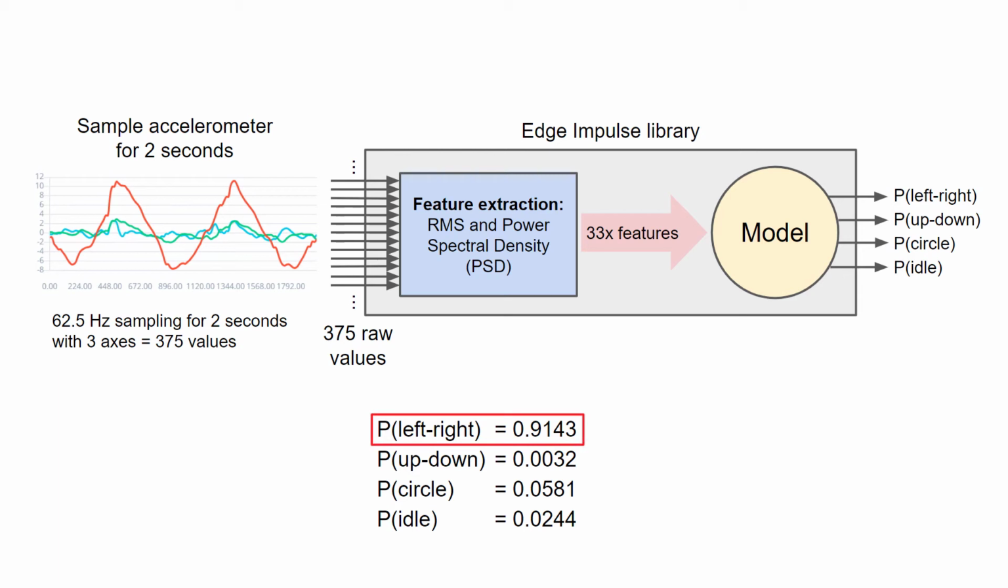In our demonstration for this motion project, this is exactly how we will perform live classification of motions. Our phone or microcontroller will sample for 2 seconds before sending the raw accelerometer data to the library for inference. The inference function will return the 4 predicted probabilities, which we can then use in our program.